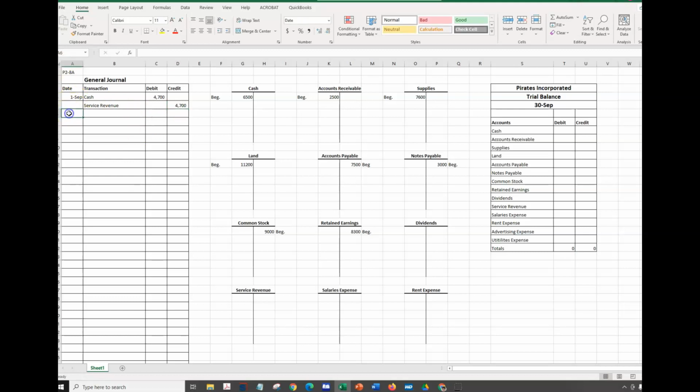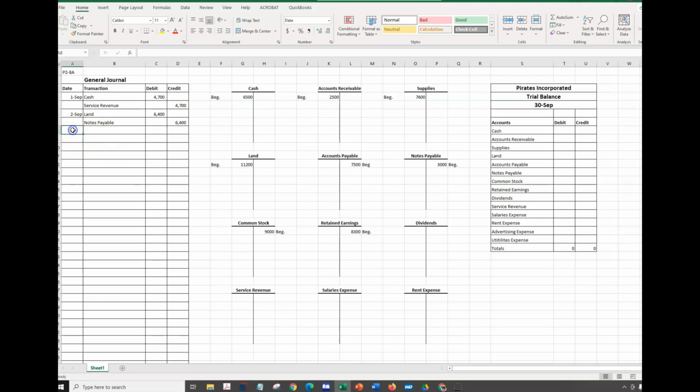September 2nd, we purchased land with a long-term note for $6,400 from Crimson Company. What did we get? Well, we got some land. So land increased, and land is an asset. In order to increase an asset, I'm going to debit it, land. And the amount was $6,400. We didn't pay for it, we signed a note. So we have an account called notes payable. We will credit that $6,400.